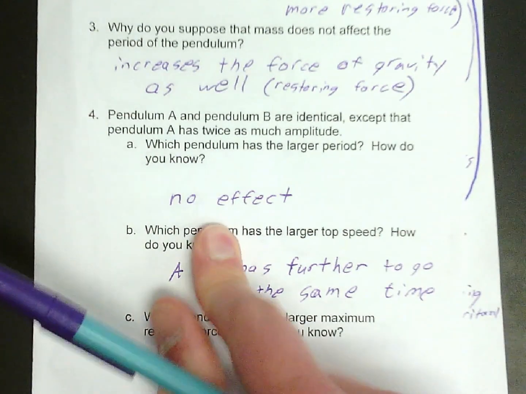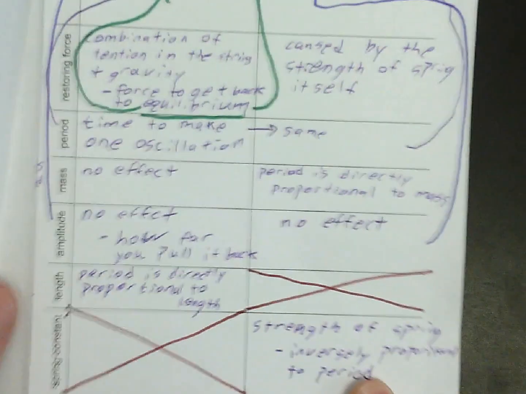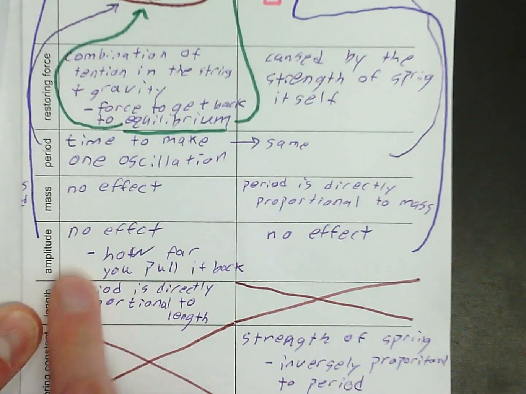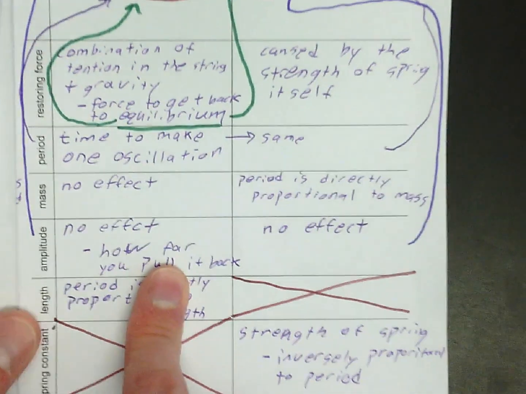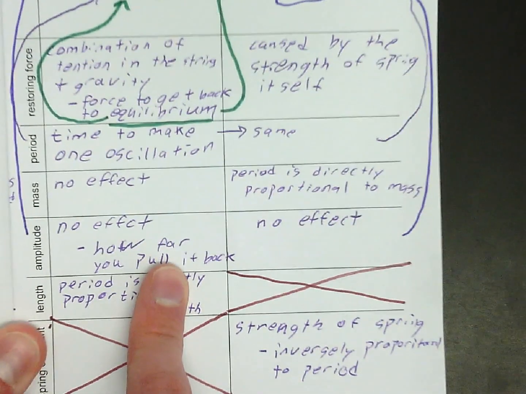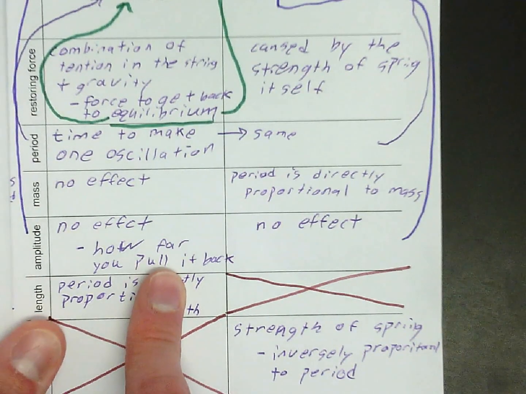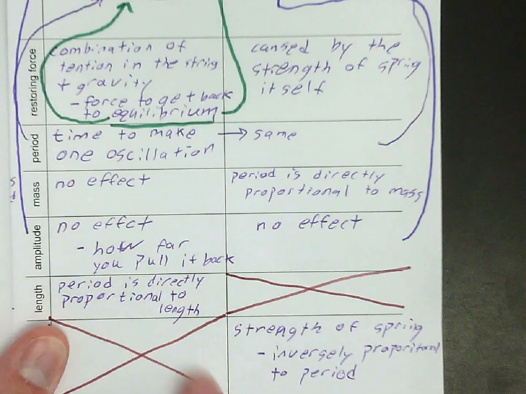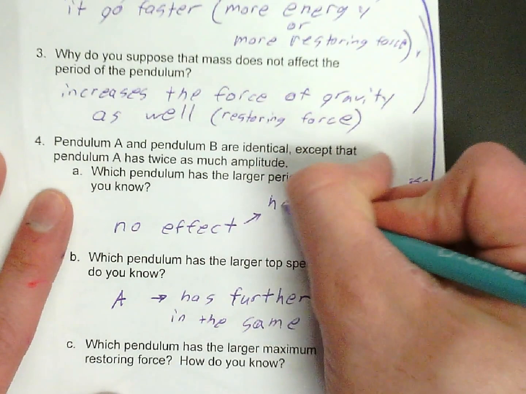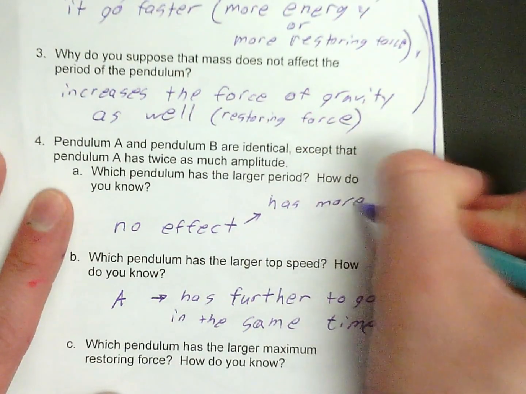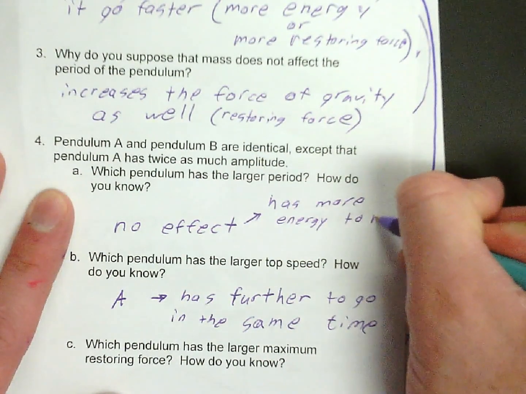By the way, the reason why amplitude does not matter, we said that here on the front. Amplitude is how far you pull it back. The reason that doesn't matter is because when you pull it back further, you give it more energy to make up for the fact that it has further to go. So it has more energy to make up for the distance.